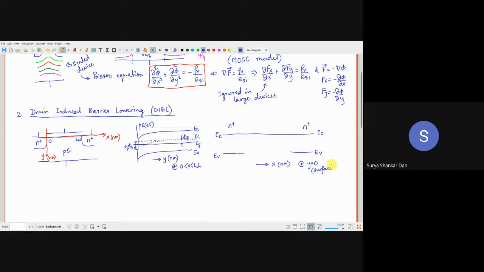Yes or no? Exactly on the channel. Then what is the scenario? This is the EV, and since this is p type, what will happen? This EV is going to be very close to EF. Okay, so the EC will again go up and come down like that.